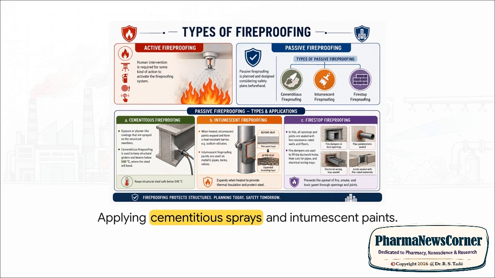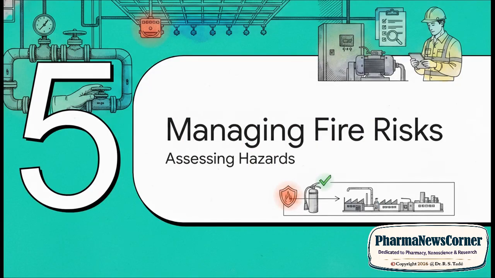Now, where concrete is just too heavy, they turn to some really high-tech coatings. You can spray structural girders with cementitious plaster to keep the steel safely below 540 degrees Celsius. But what's truly mind-blowing to me is intumescent paint. You paint it onto metallic pipes and valves in this super thin layer, but when it gets exposed to extreme heat, it undergoes a chemical reaction and rapidly expands into a thick, charred insulating layer. It literally grows a thermal shield right exactly when it's needed most. How cool is that?